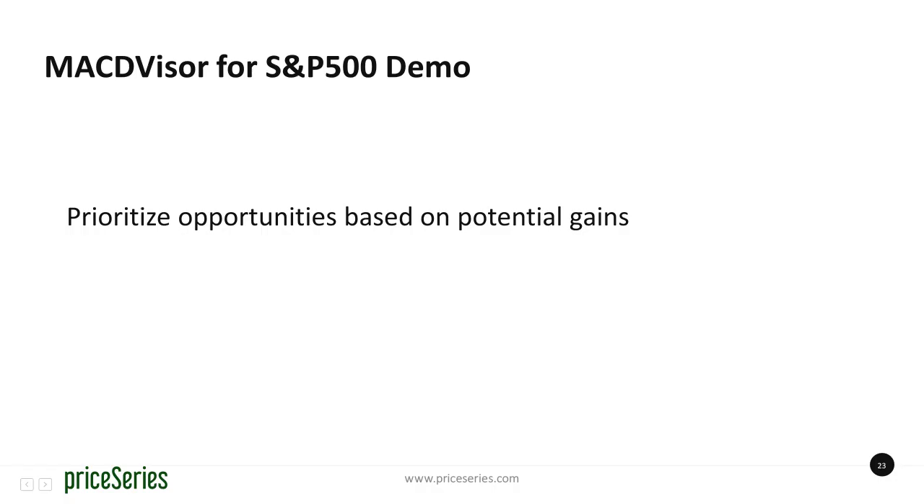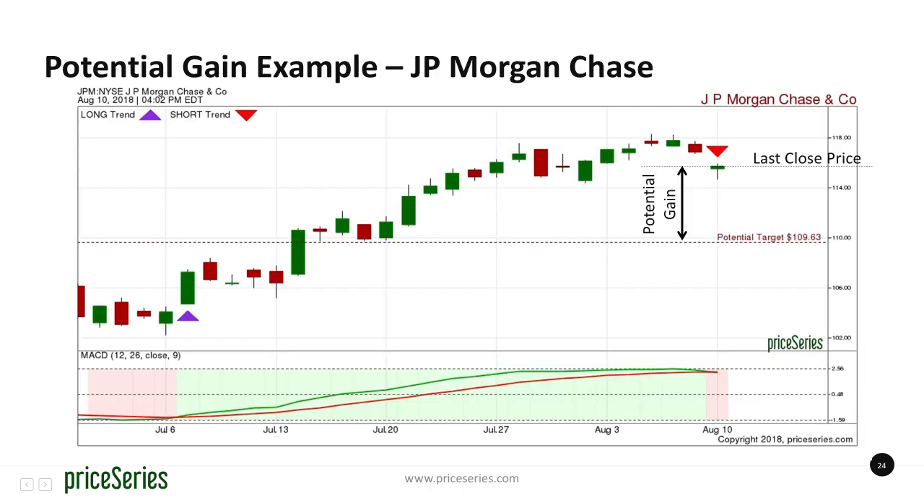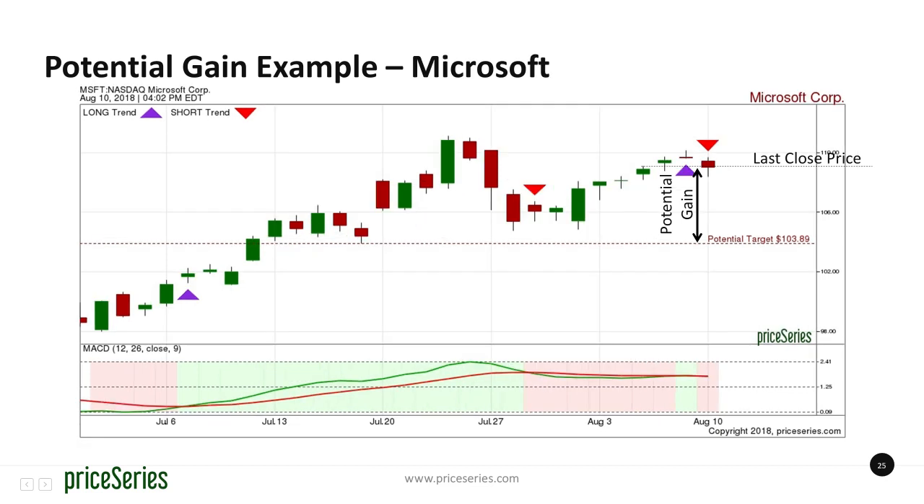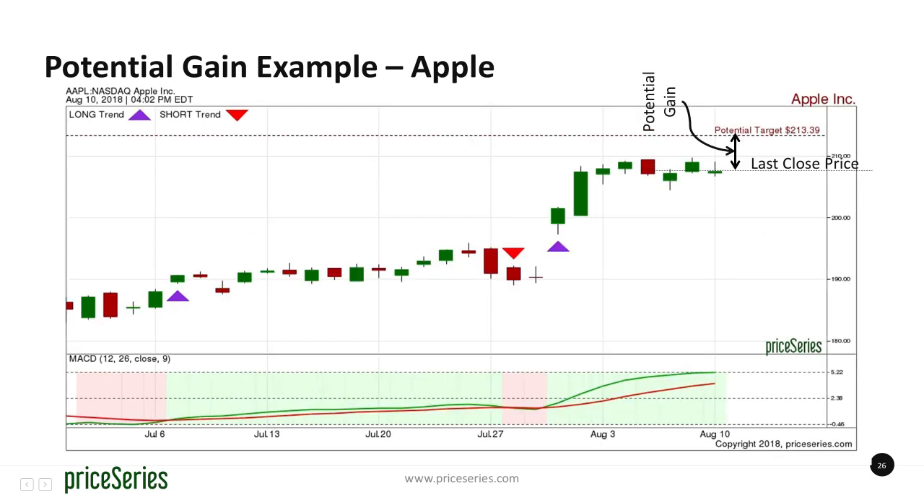We have seen that MACDVisor finds new and current opportunities. Let's look at how MACDVisor helps to prioritize the opportunities. MACDVisor uses the Bollinger Bands to estimate the potential size of the opportunity. Potential target is calculated for each stock. Potential gain is the difference between the last close price and the potential target, represented as a percentage of last closing price. Few examples are displayed here.